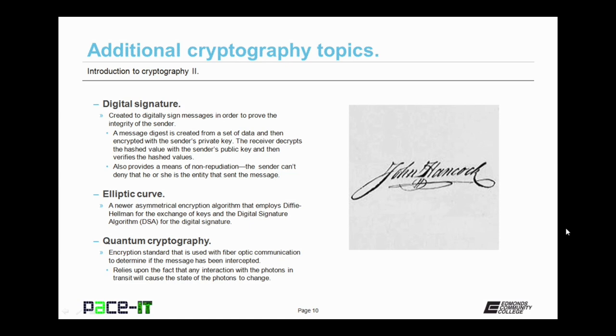Then there is elliptic curve. It's a newer asymmetrical encryption algorithm that employs the Diffie-Hellman algorithm for the exchange of keys and the digital signature algorithm, or DSA, for the digital signatures. And finally, there's quantum cryptography. It's an encryption standard that is used with fiber optic communication to determine if the message has been intercepted. It relies upon the fact that any interaction with the photons in transit will cause the state of the photons to change, and therefore indicate that that message has been intercepted.